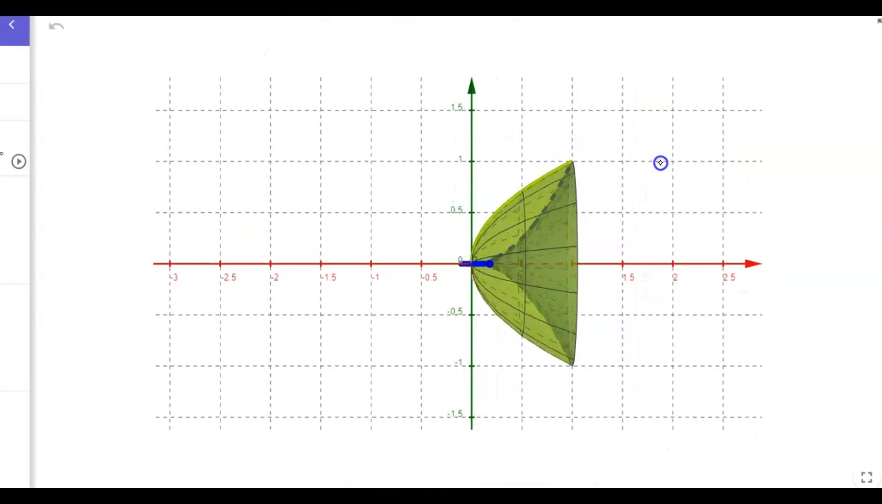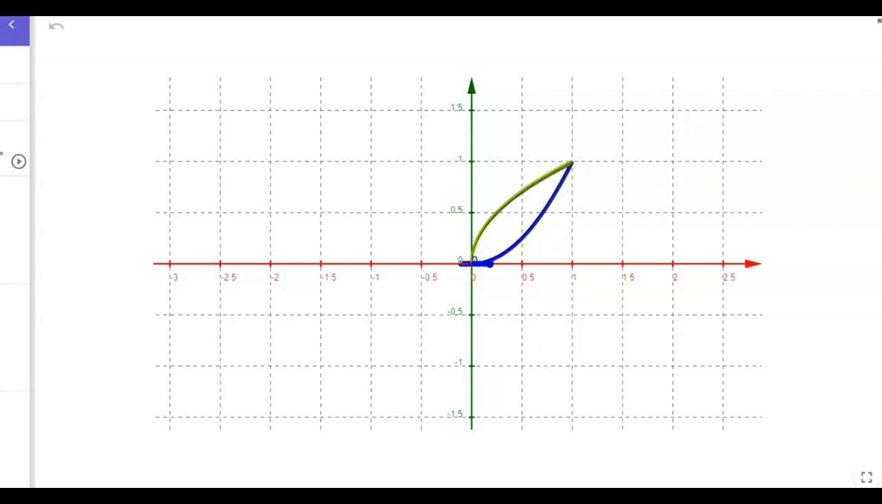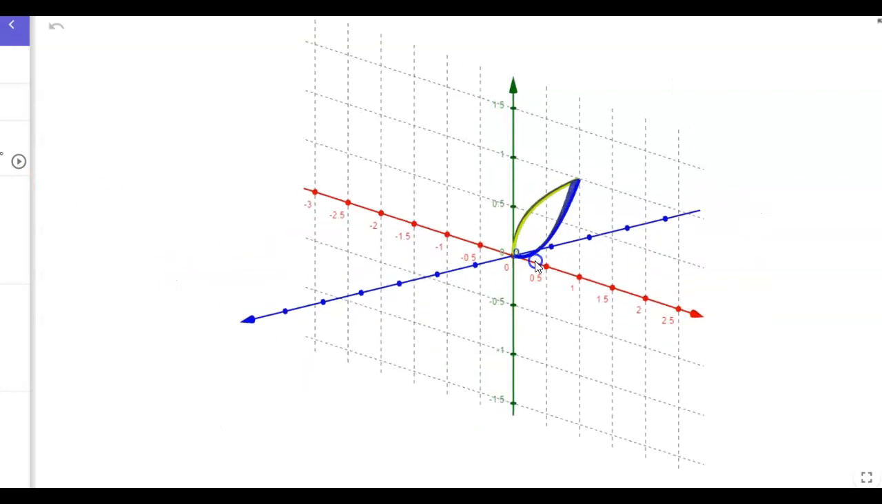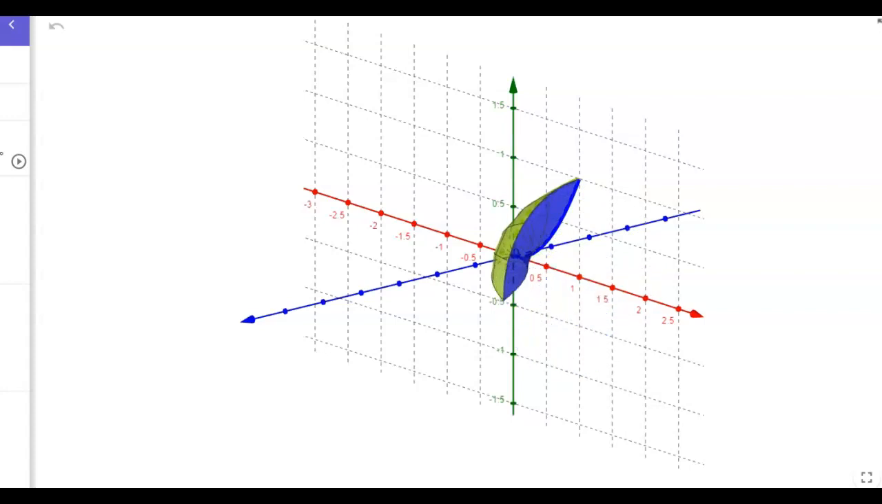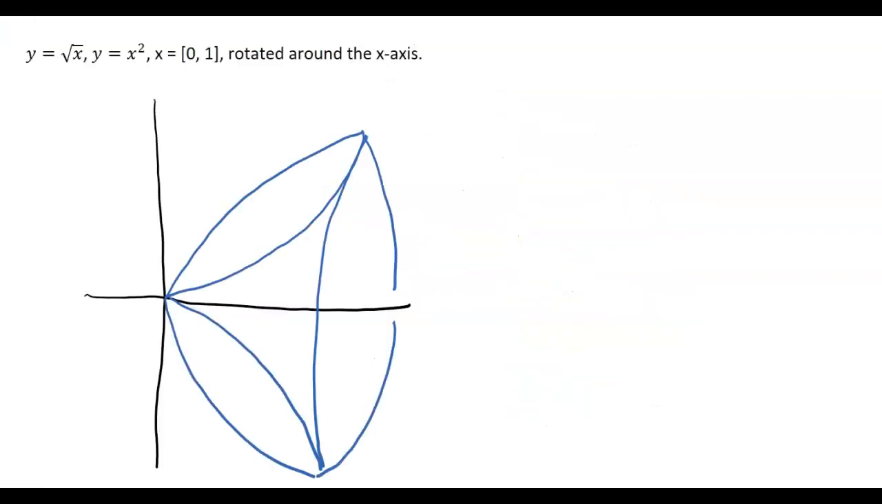Can y'all see that? Let me rotate that around again. Rotating around the x-axis, it's going to look like this, and let's do that from a different angle. You can see that there are two functions and there's some empty space in there. I've drawn a rough sketch here, and let's draw our representative washer at a random point x, y.